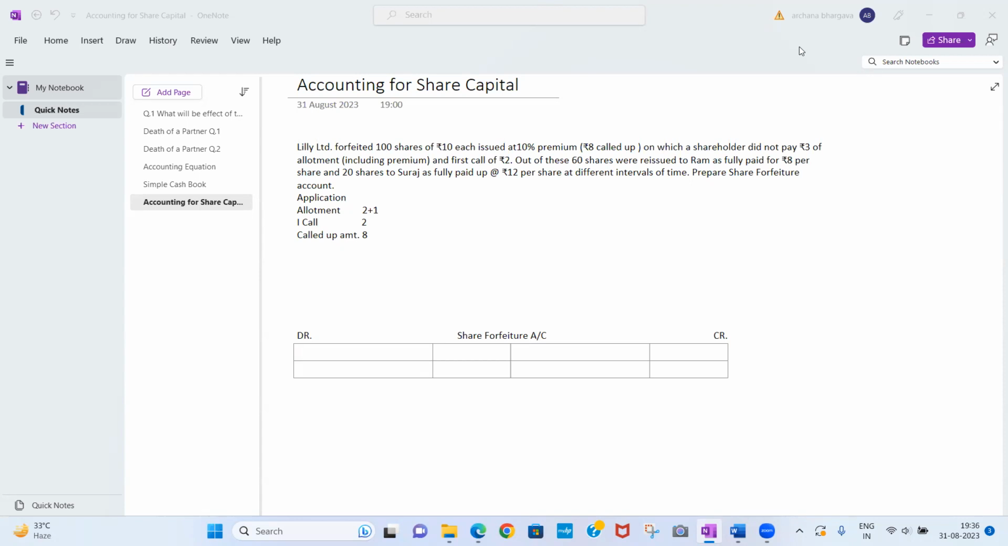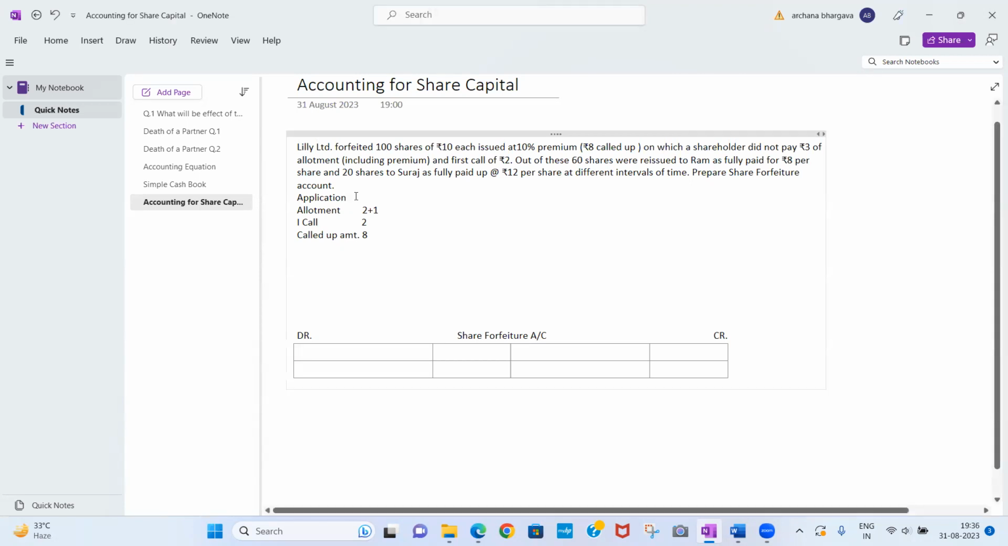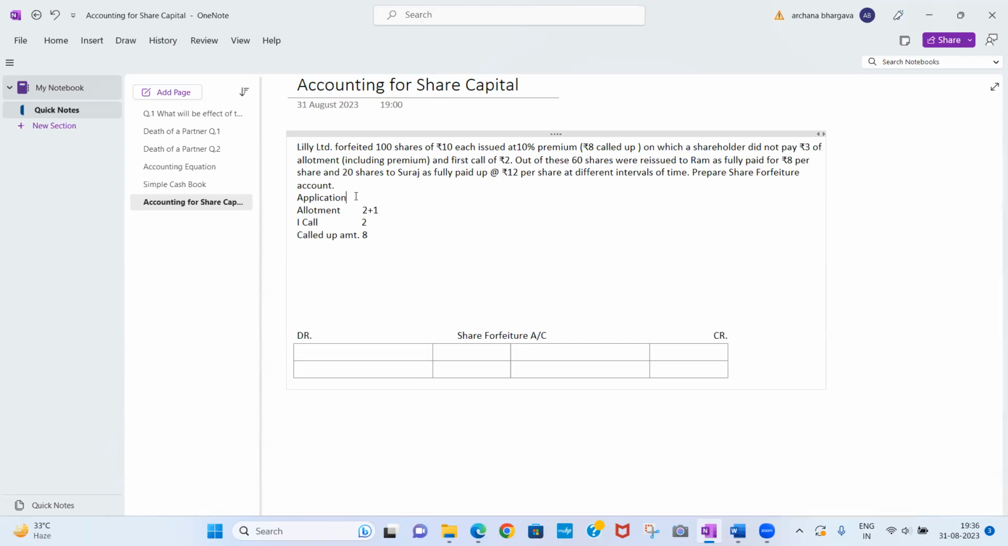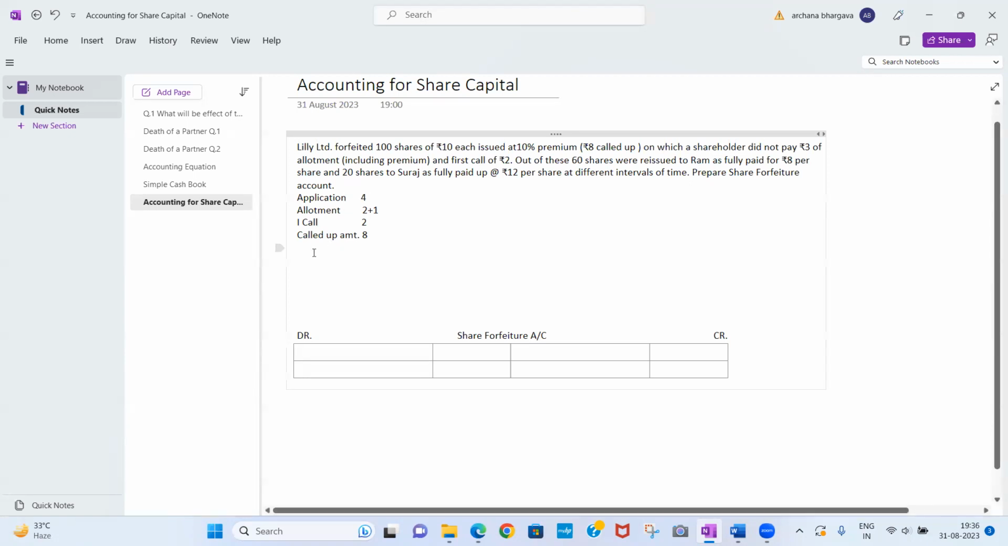So first of all, the issue is called only up to rupees 8. So let us find the amount of application. As you can see on the screen, allotment is for rupees 2 plus 1. It means 2 for capital, 1 for premium, and first call is for rupees 2, and total should be 8. It means application amount is rupees 4. So application is for rupees 4.